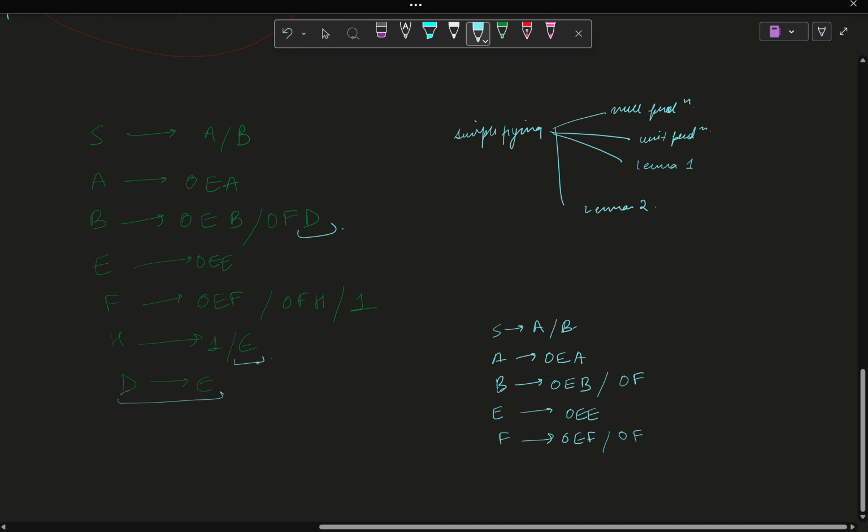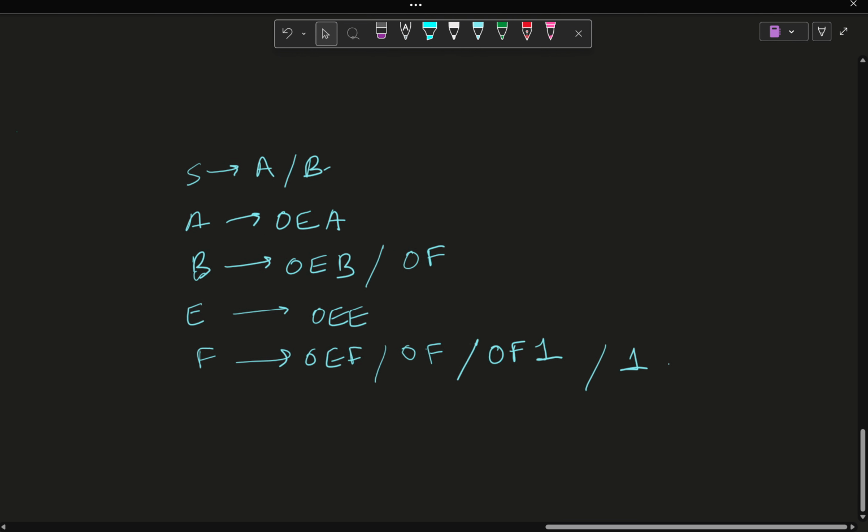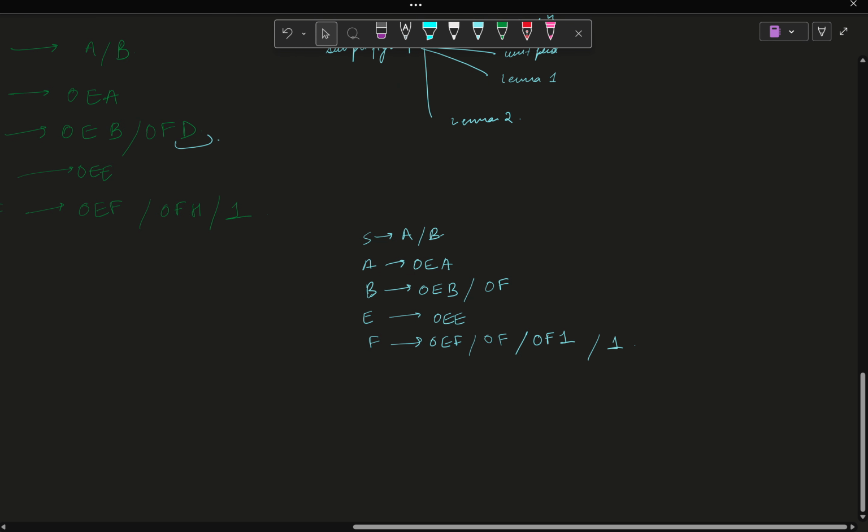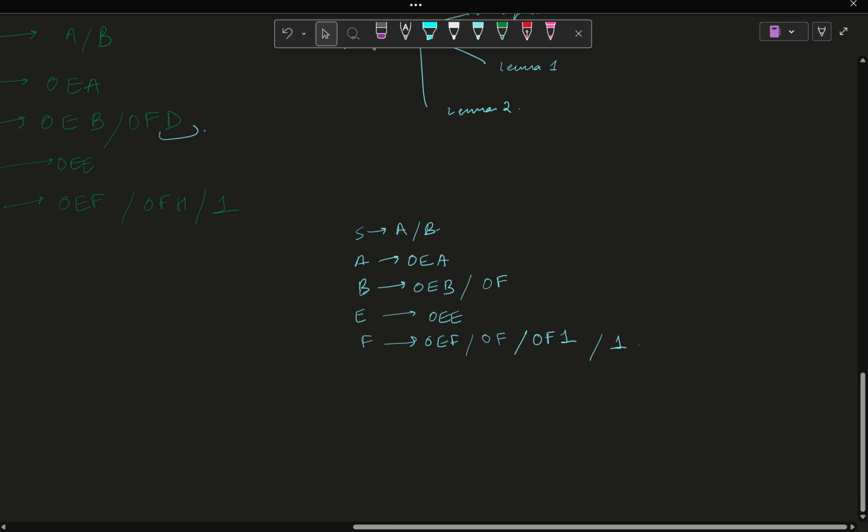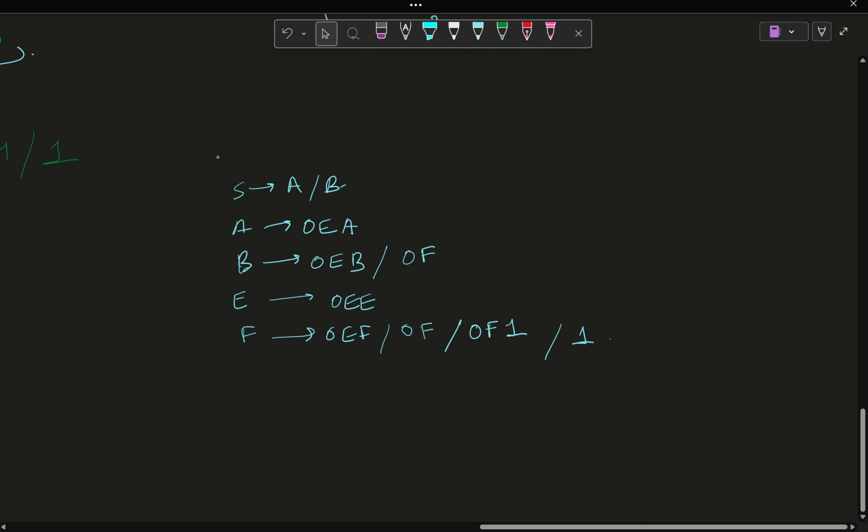H has also a null production, so H can be substituted by this, or we can also substitute H by 0 F 1, and then we also have a 1 here. So H has also been removed, D has also been removed. So we can remove these productions as well. So these are our null productions removed. So we have already substituted all our productions here, and now let's see if we can simplify it further.